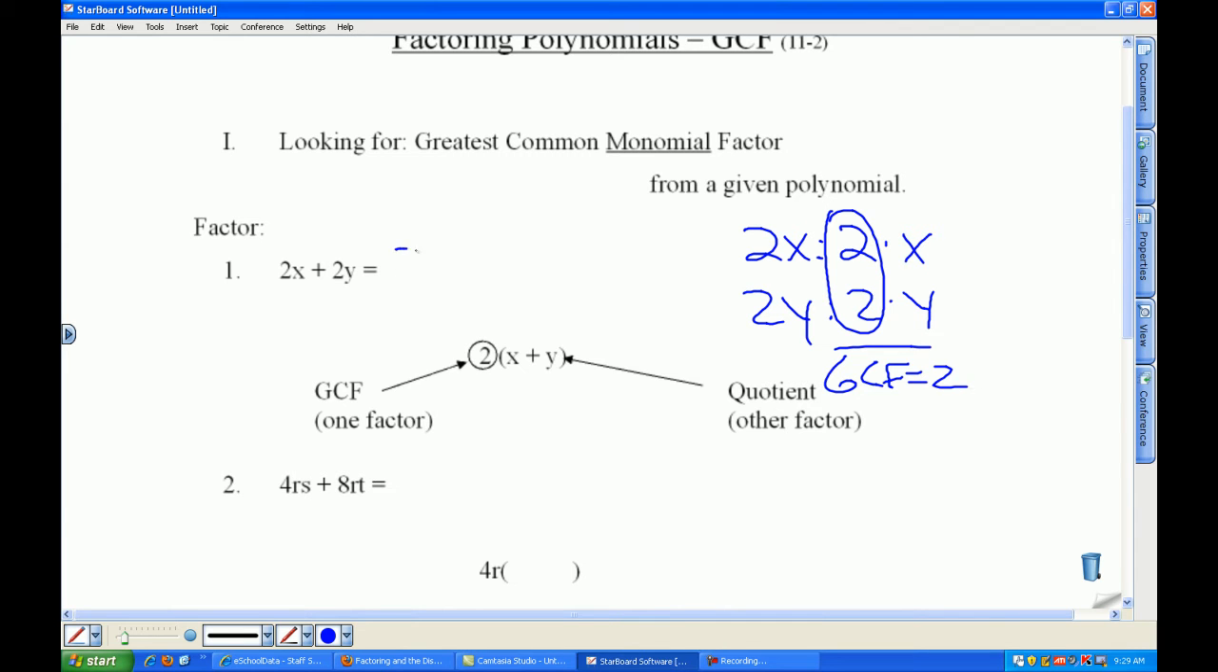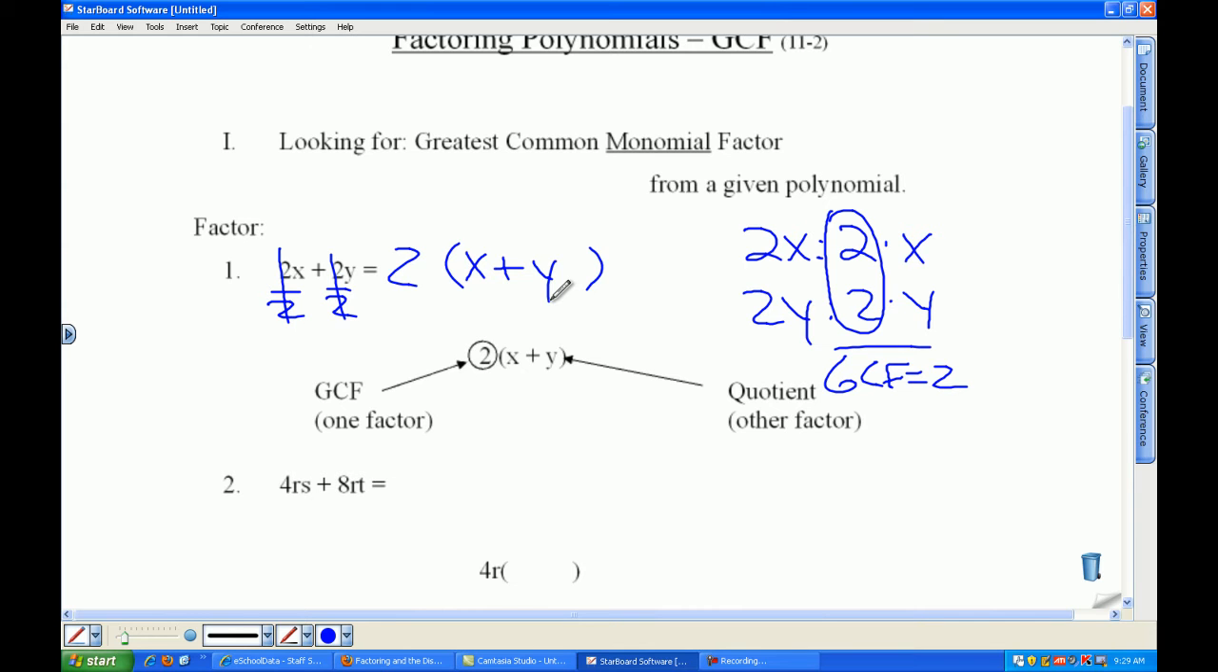So what we're going to do here is we're going to factor this. We're going to prepare a distributive property problem, and then we are going to take each term and divide it by 2. So we'll take 2x, we'll divide by 2, the 2's cancel. We're going to take 2y, we'll divide by 2, the y's cancel. And our solution, which is actually a problem, is 2 times the quantity x plus y. So 2x plus 2y in factored form is 2 times x plus y.